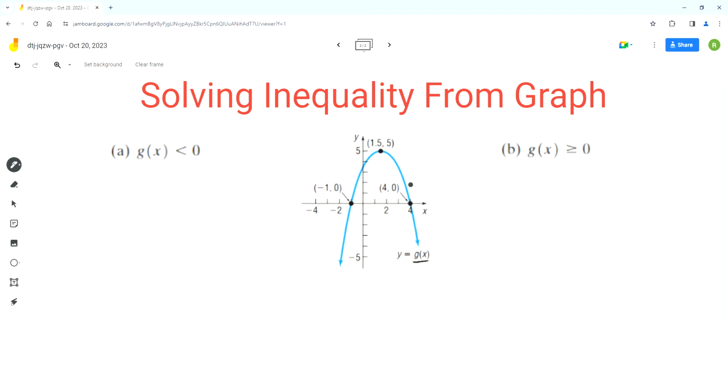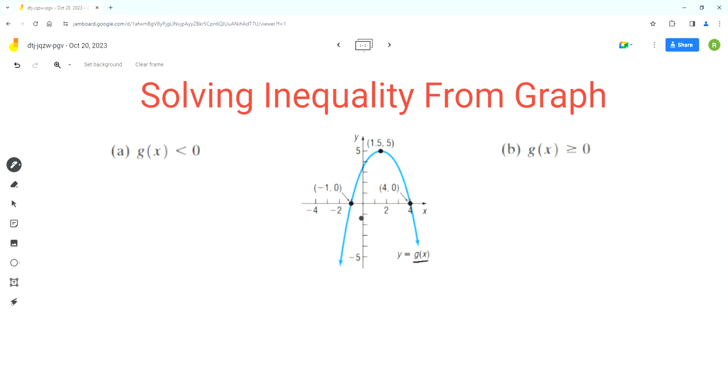Now this blue curve has two x-intercepts. The first x-intercept is at -1 on the left side, and the second x-intercept is at 4 on the right side. Now for part A, we have to find the x values where g(x) is less than 0. That means we have to find the x values for which the graph is below the x-axis, because when the graph is below the x-axis, the function value will be negative or less than 0.